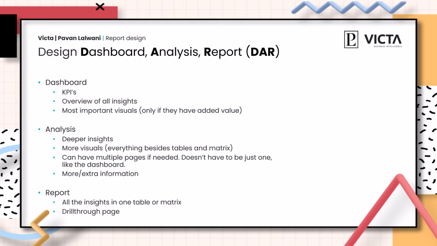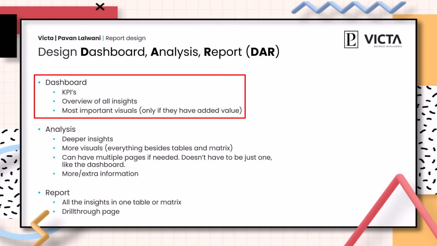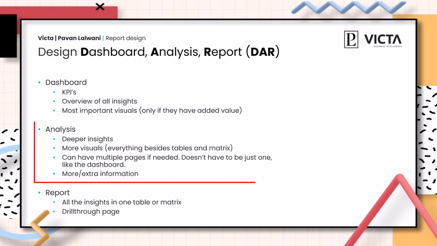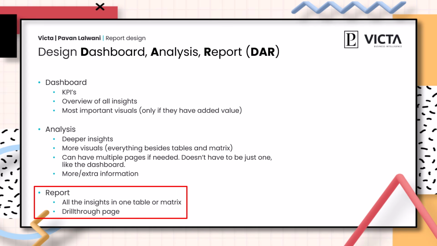On the dashboard page, you typically find KPIs and at most a few visualizations supporting these KPIs. The Analysis page contains visualizations that delve deeper into the content. The Report page often includes tables only and matrices. This is the deepest level of detail of the report.